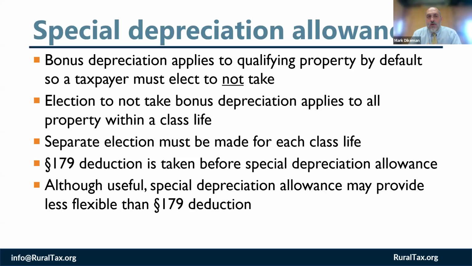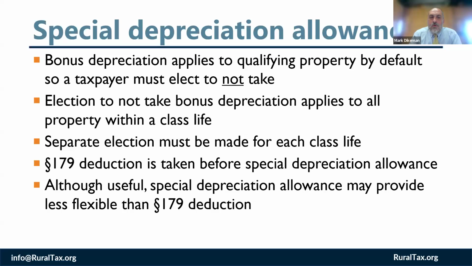One of the nuances of bonus or special depreciation allowance is that it applies by default. So if I don't want to take bonus or special depreciation allowance, I need to make an election not to take it. And that election, like the elections mentioned earlier when it comes to depreciation method, is made on a class by class basis. And once made, that election applies to all property within a particular class life. So if I make that for one 7-year property, then I have to apply that election to all 7-year property.